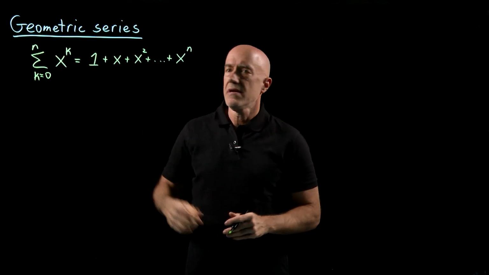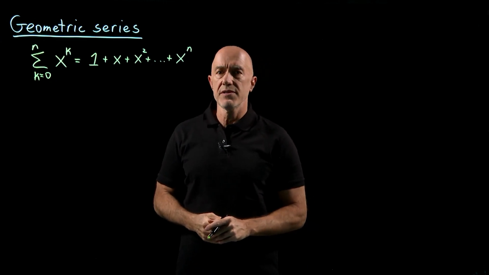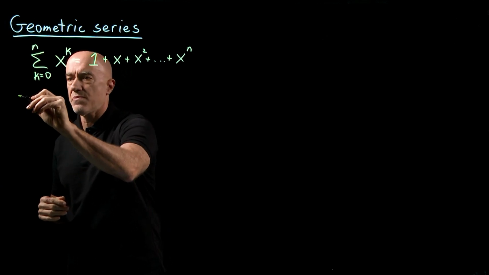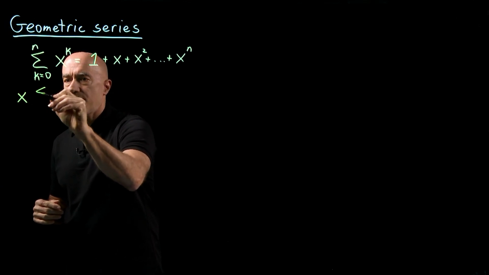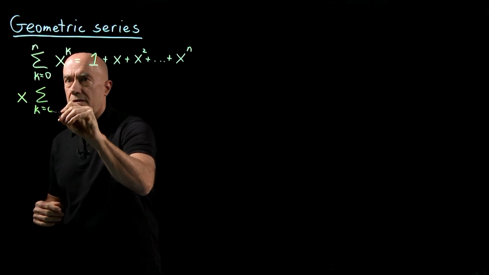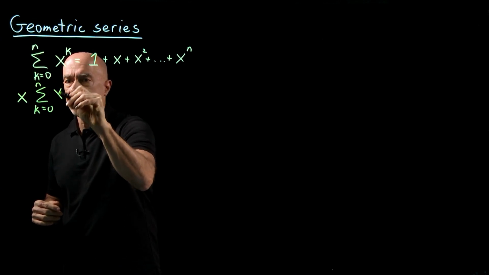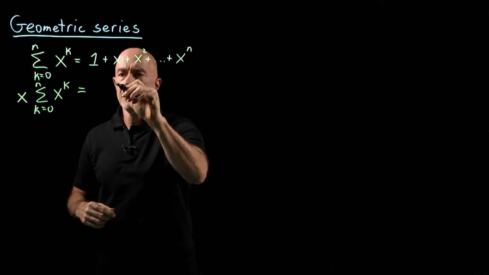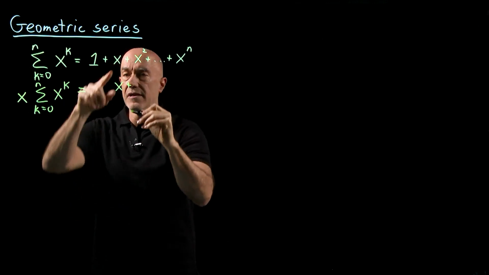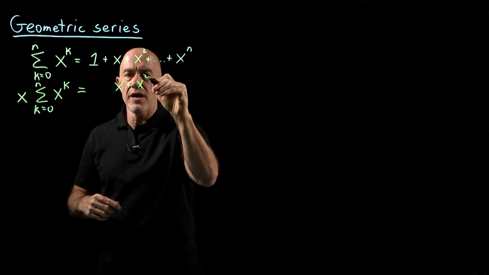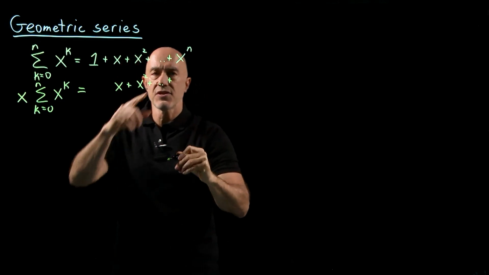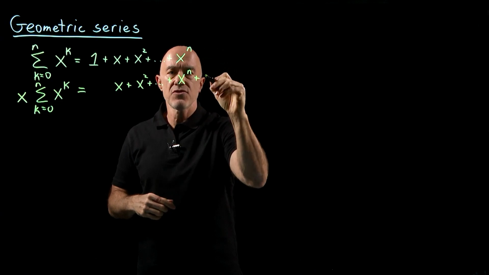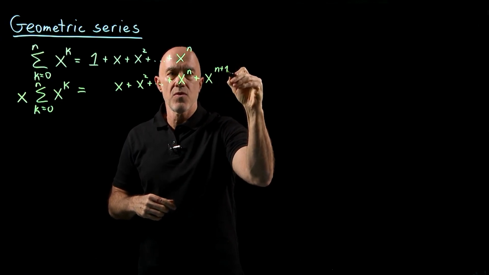We can sum the finite geometric series using a trick. The trick is that you take the series and you multiply it by x. So if we multiply this series from k equals 0 to n of x to the k by x, then 1 times x gives us x, and x times x gives us x squared. And x to the n minus 1 times x gives us x to the n. And then the last term here would be x to the n plus 1.